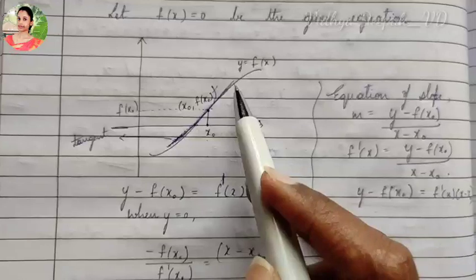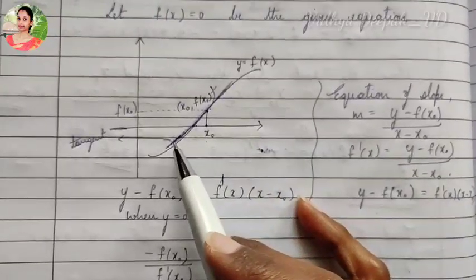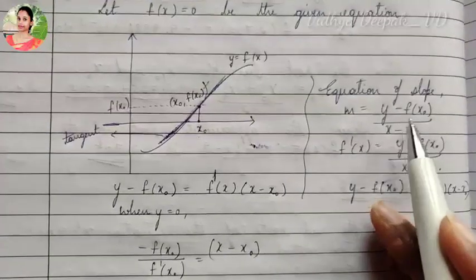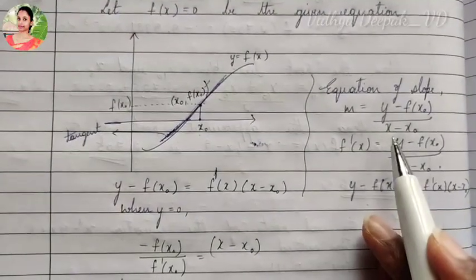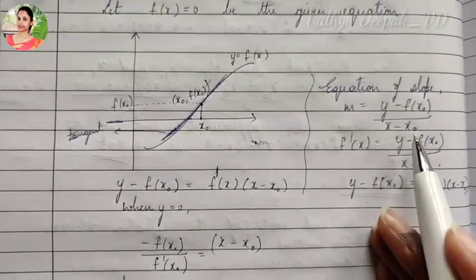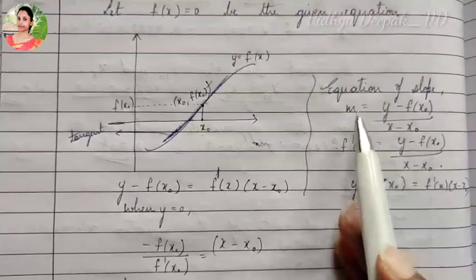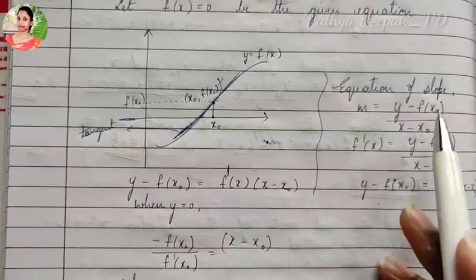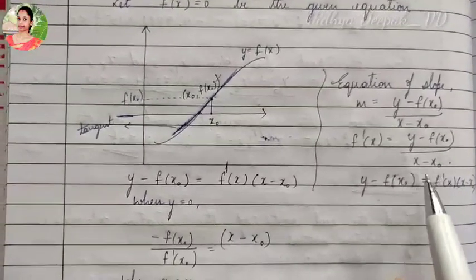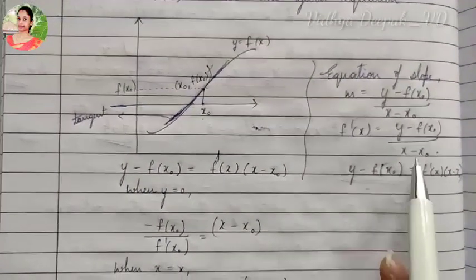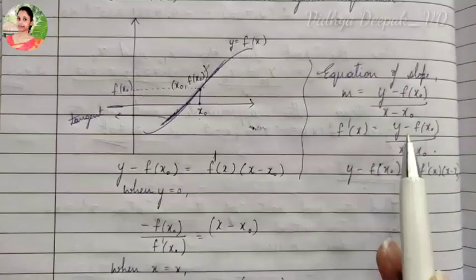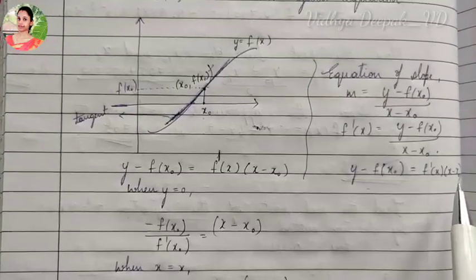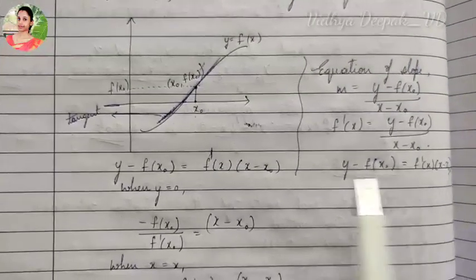Here the slope of this tangent is m is equal to y minus f of x0 divided by x minus x0. I'll take the slope to be f dash of x0, and y minus f of x0 divided by x minus x0 as it is. Now bringing this to the other side, I get y minus f of x0 is equal to f dash of x0 into x minus x0, right?